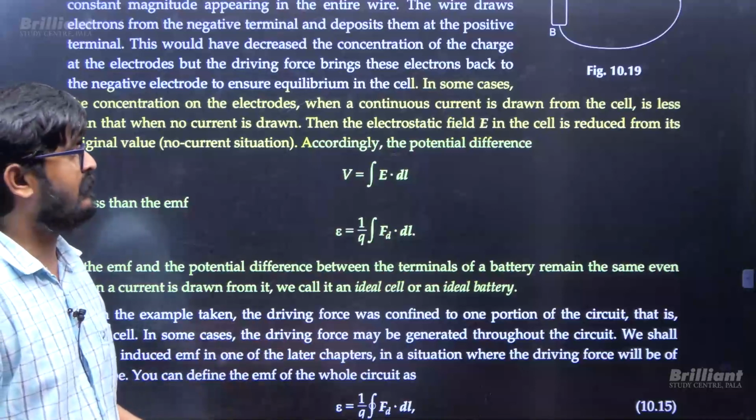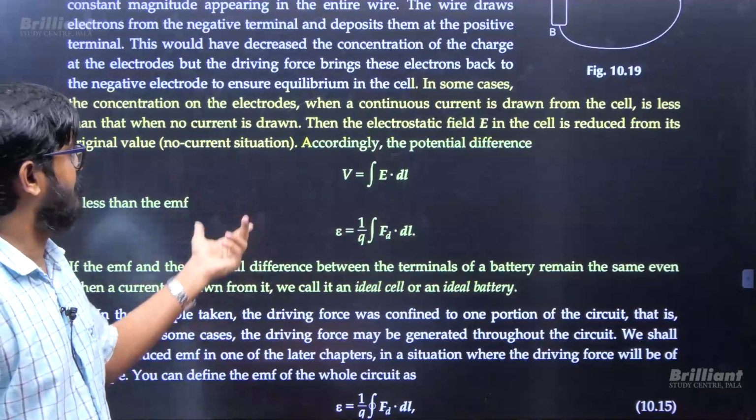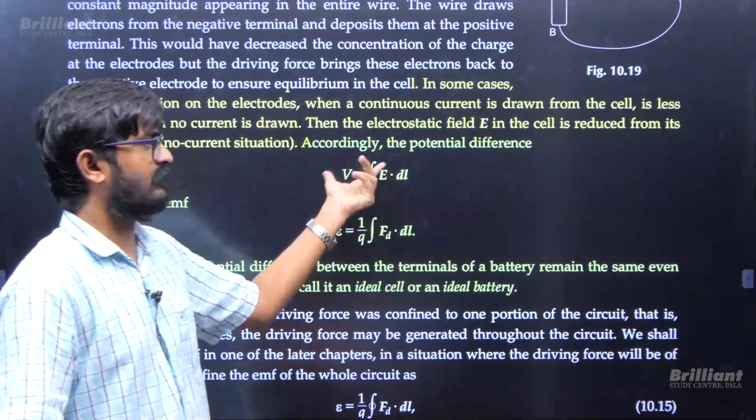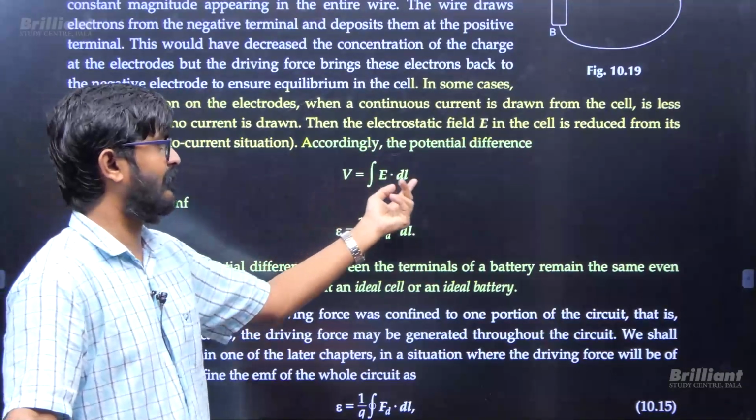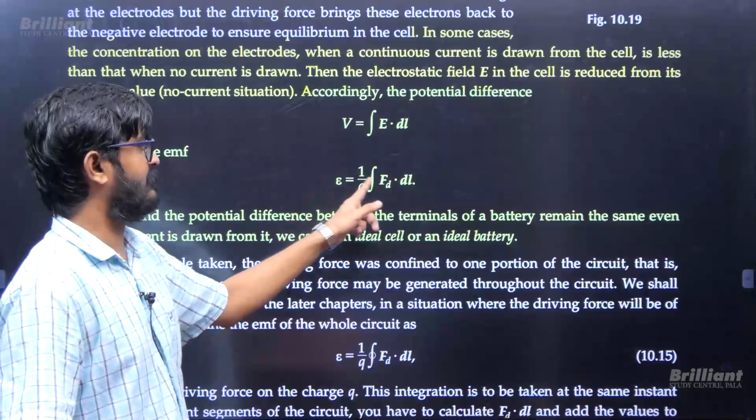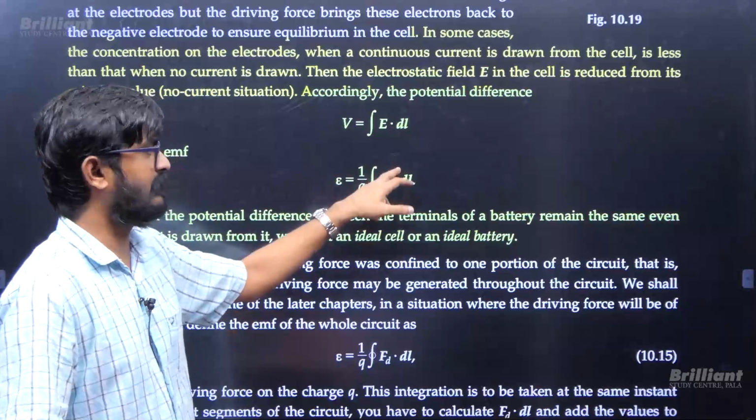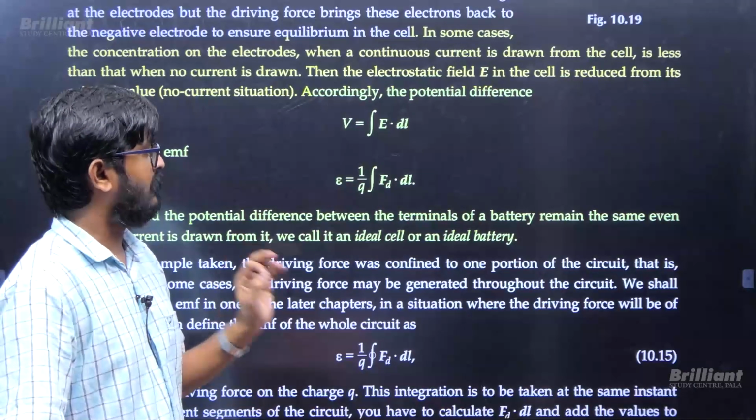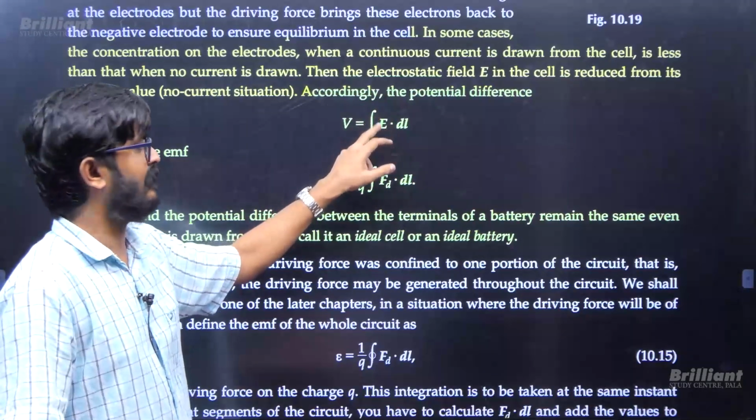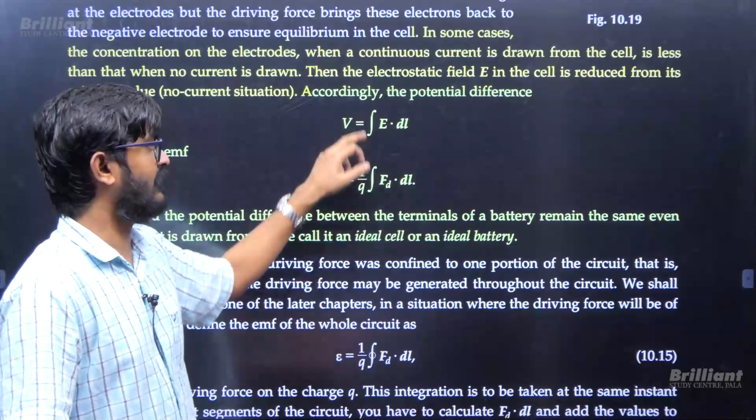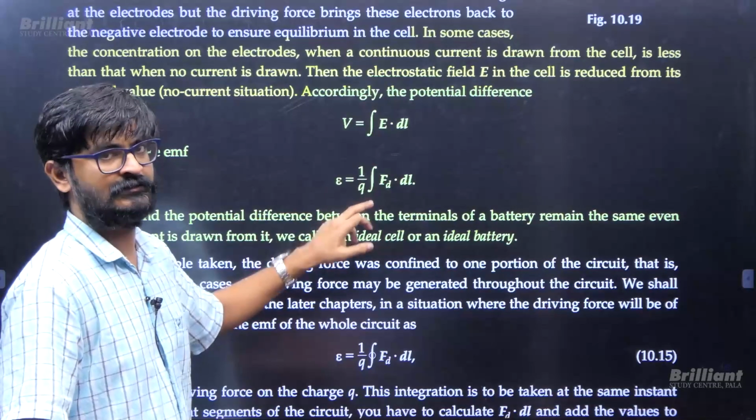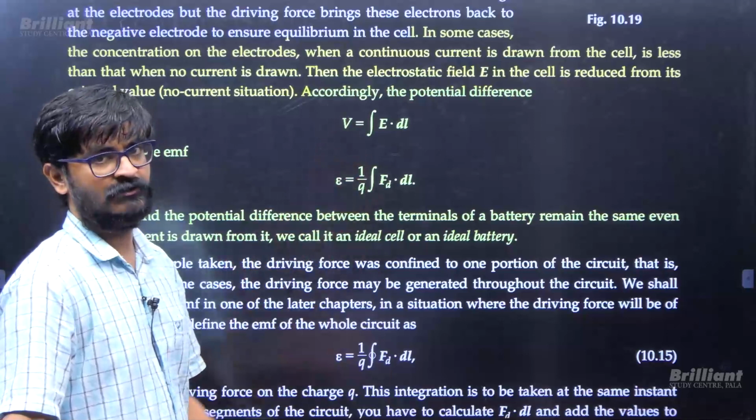See, in the no current situation, both forces will be the same, or the integral will be the same. According to the potential difference definition, it is going to be the integral of E bar dot dl bar. But the EMF definition is going to be the same. This is not going to change, whether the current flows or doesn't flow. But when the current is flowing, generally the potential difference will be less than the EMF. When current is not flowing, these two are equal. When current is flowing, most of the time this will be less than this. So EMF and potential difference are not the same things.